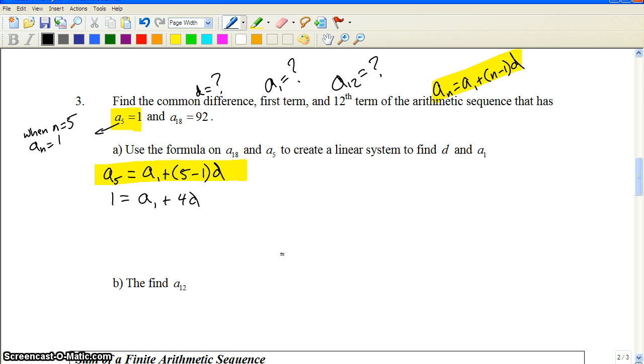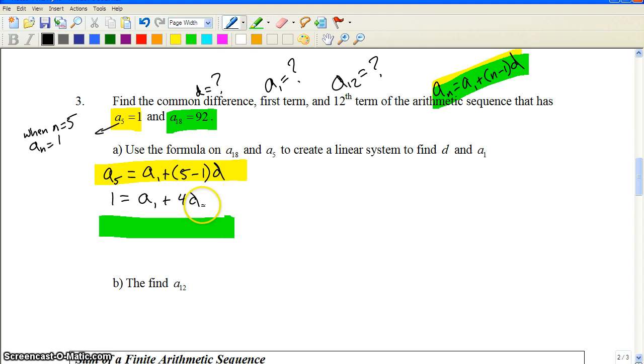Okay, we know that. That's a fact, Jack. Then we also know more information. We know that A sub 18, that's a terrible highlighting, A sub 18 is 92. So we can go back to that same closed form of an arithmetic sequence, and we can put that information in that one and see where that gets us. A sub n being 18, so A sub 18 equals A sub 1 plus n, which was 18, minus 1 times d that we don't know. But we do know what A sub 18 is. A sub 18 is 92, so we get 92 equals A sub 1 plus 17d.